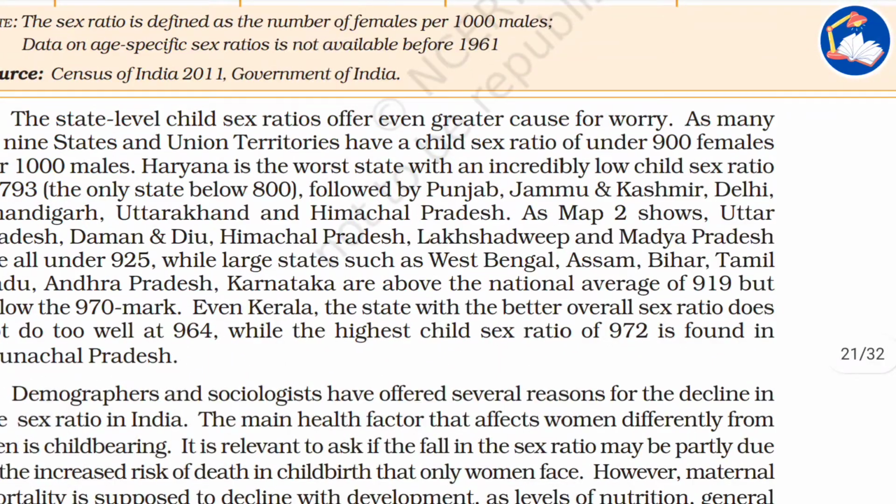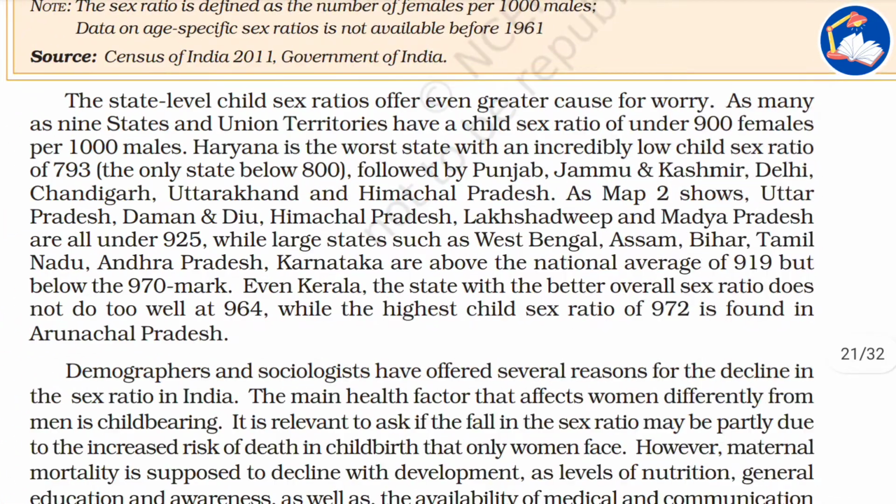Okay, and we will see the state level distribution. The state level child sex ratio offers even greater cause for worry. As many as 9 states and union territories have a child sex ratio under 900 females per 1000 males. Haryana is the worst state with an incredibly low sex ratio, even below 800, that is 793, followed by Punjab, Jammu and Kashmir, Delhi, Chandigarh, Uttarakhand, and Himachal Pradesh. Okay, we will look into the map later.